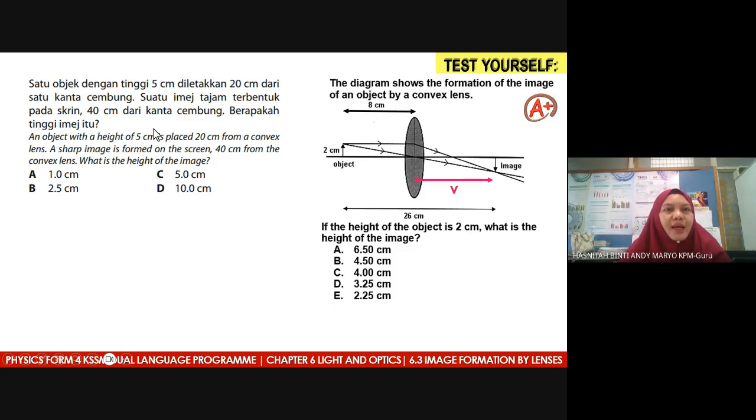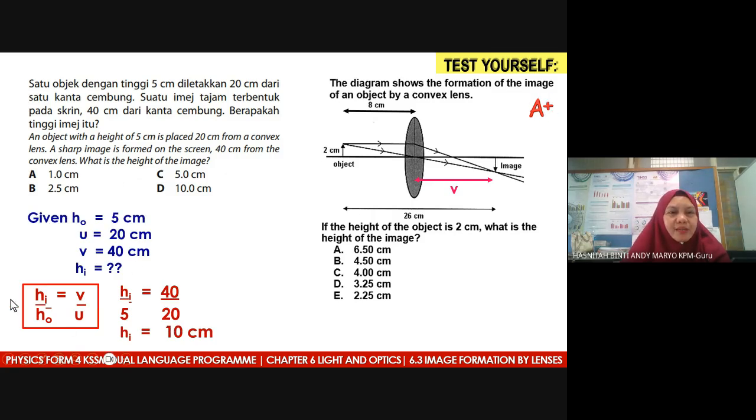First, you are given 5 centimeters. What is 5 centimeters? The object height, so this is HO, 5 centimeters. Then 20 centimeters is U, the object distance. And the sharp image formed 40 centimeters from the lens, so 40 cm is V, the image distance. We are looking for HI, the height of the image. What is the relationship between U, V, HI, and HO? They are related by this formula.